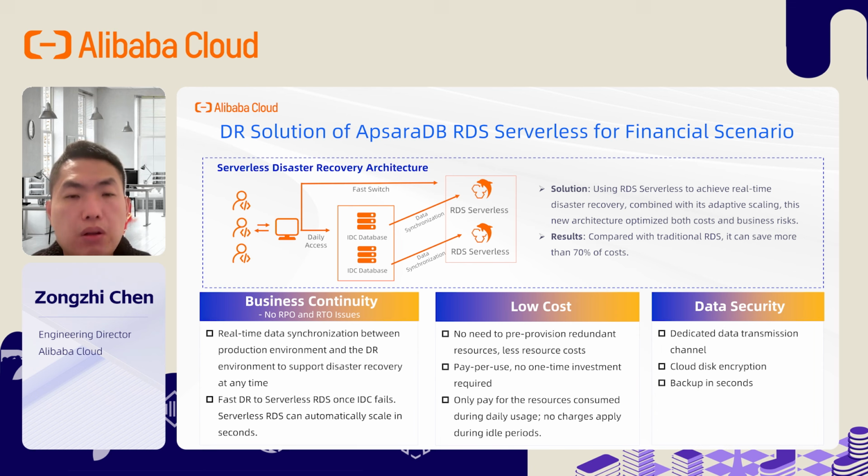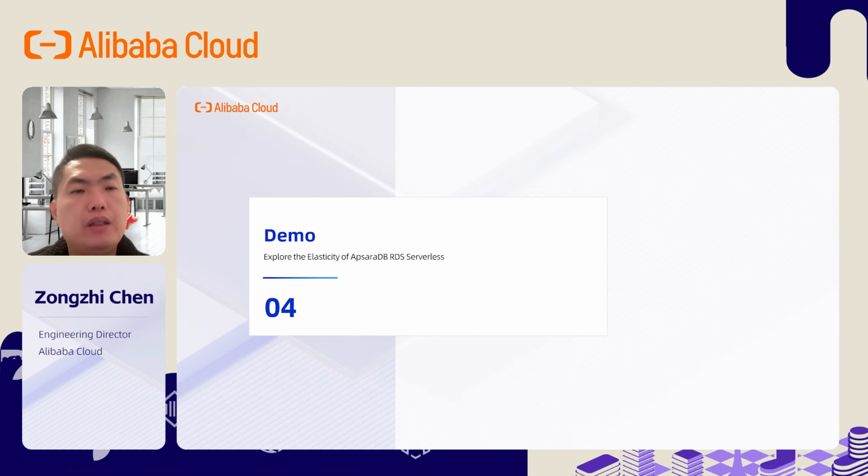RDS service is low cost, with no need to pre-provision redundant resources, so less resource cost, and it is pay as you use, with low one-time investment required. It only pays for the resources consumed during daily usage, and low charges are applied during idle periods. And then the data is secure. The data synchronization channel is a dedicated data transmission channel, and then the cloud is encrypted, and there is backup in the instance. So the last part is the demo part.